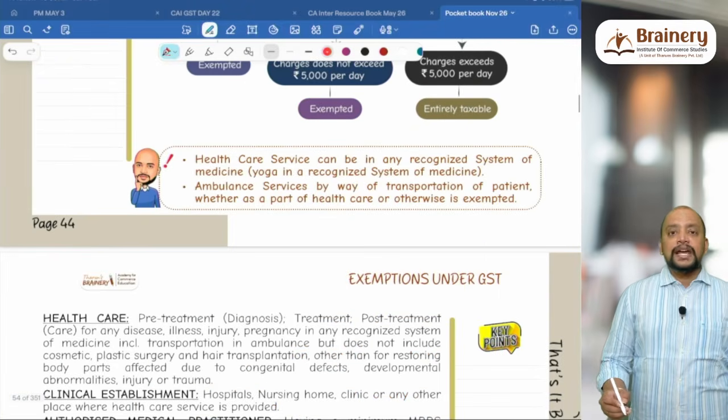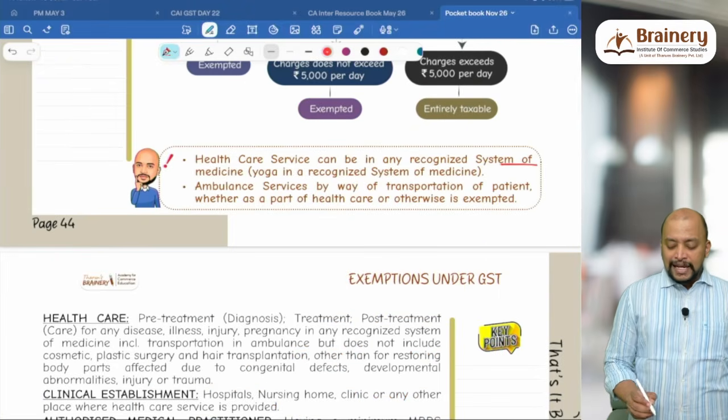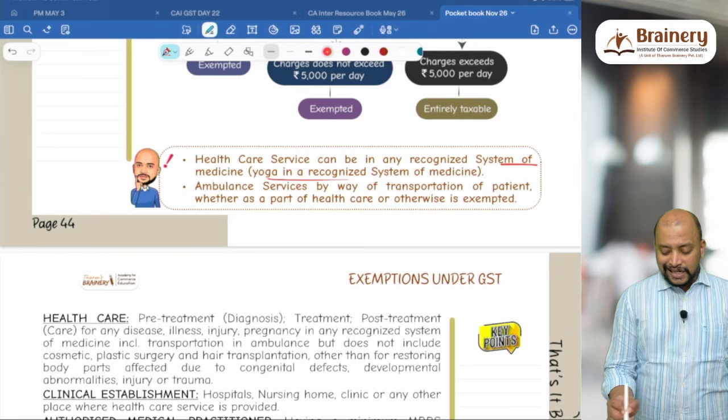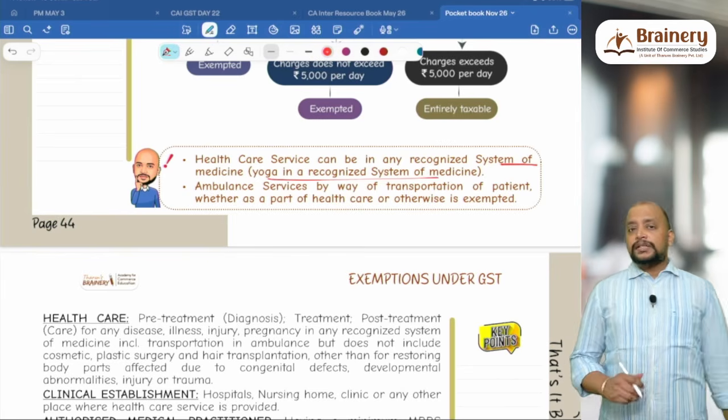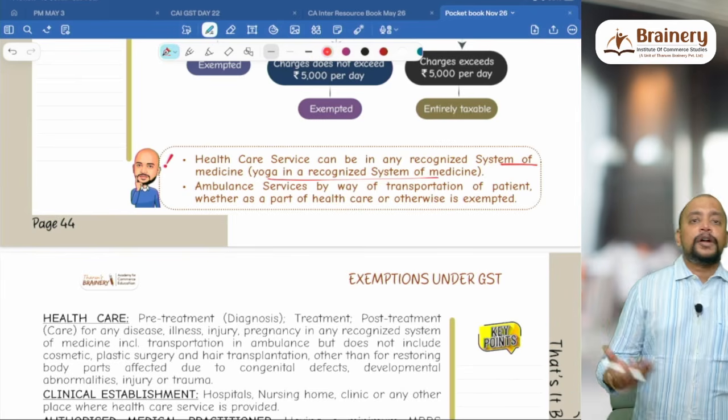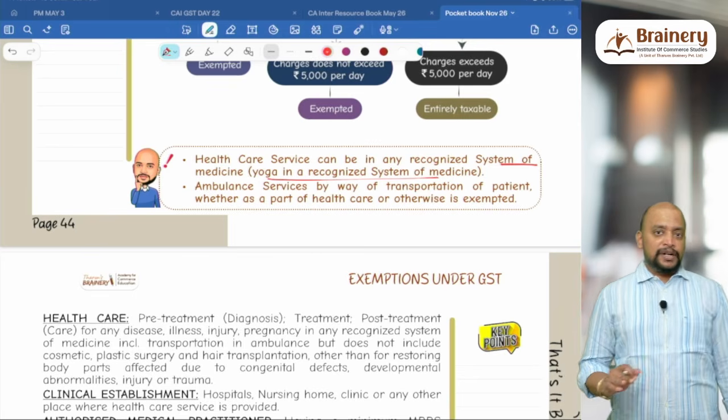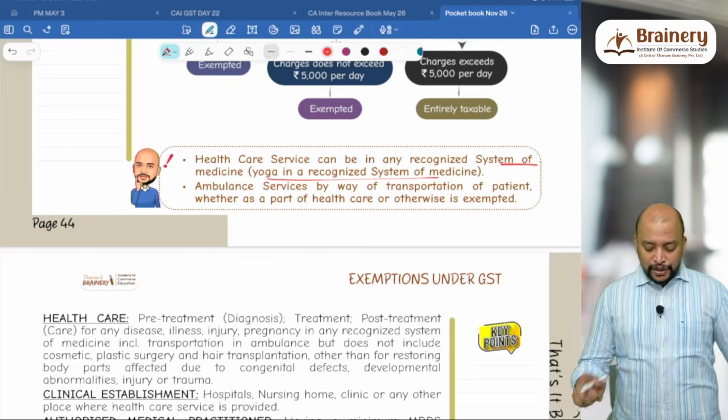Healthcare service can be in any recognized system of medicine, and even yoga is considered a recognized system of medicine. And ambulance services, whether part of healthcare or not, are always exempted, but they should be involved in transportation of patients.